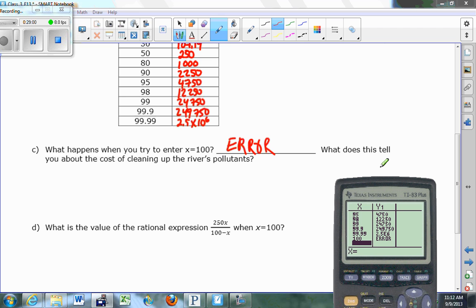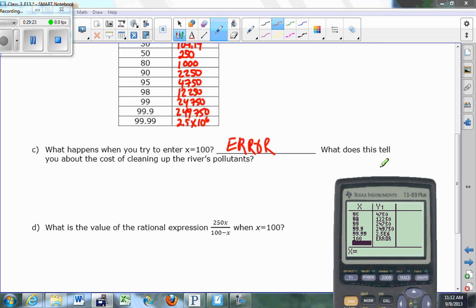Well, what would that tell us about the cost of cleaning up the river's pollutants? It's cost prohibitive, right? It's so huge. If you were looking at this graph, it'd be blowing up to infinity. It would be increasing without bound. But why did we get the error? That's the key.